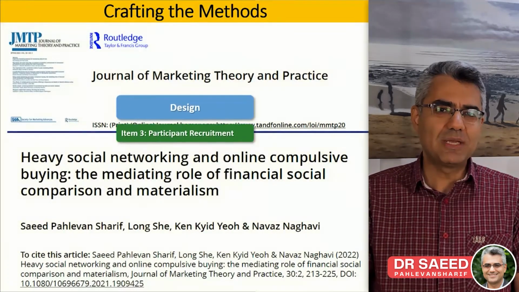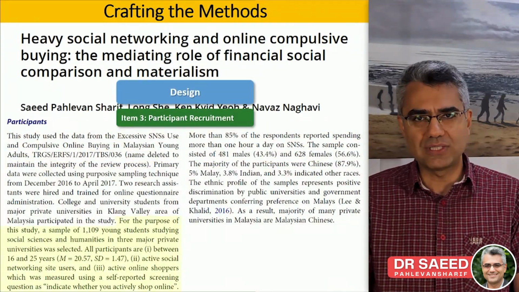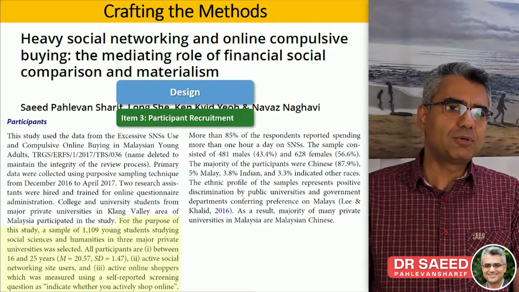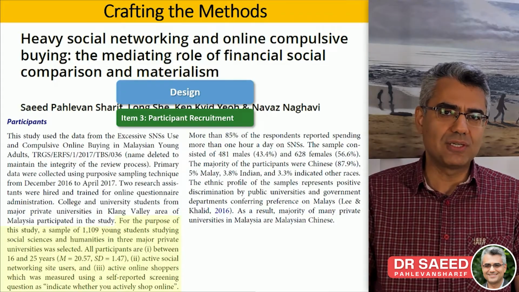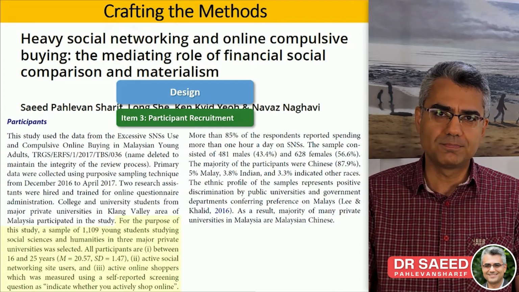For example, in this paper, we address the inclusion criteria in the section titled as participants. Or researchers in the field of health and medical sciences usually consider a separate section for inclusion and exclusion criteria.